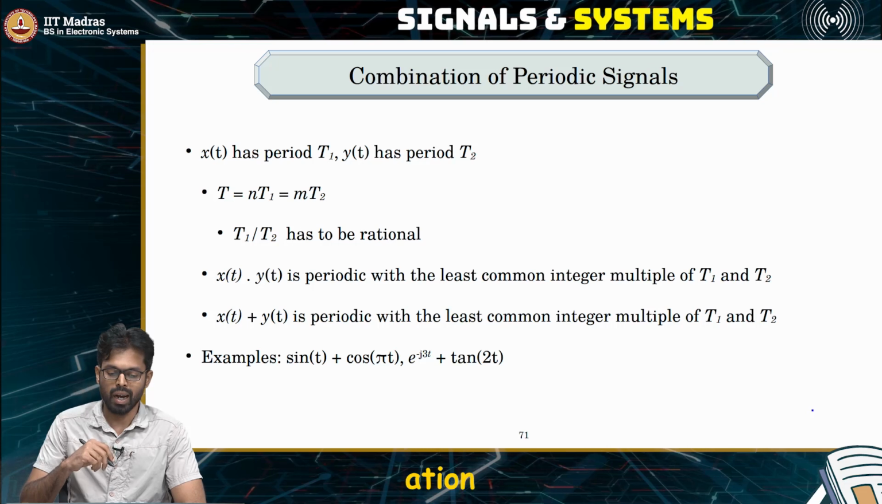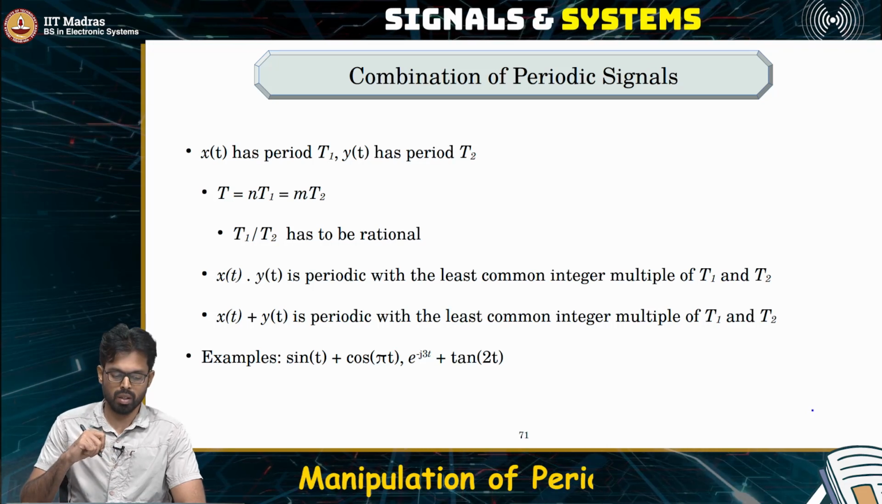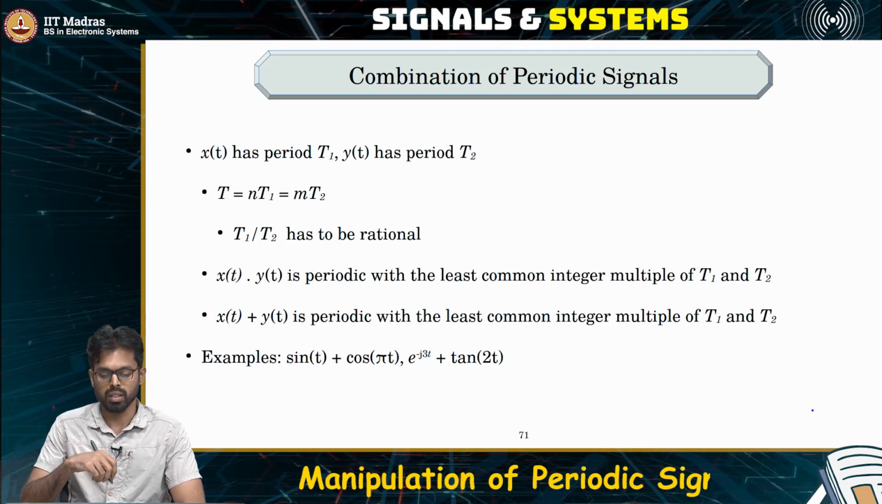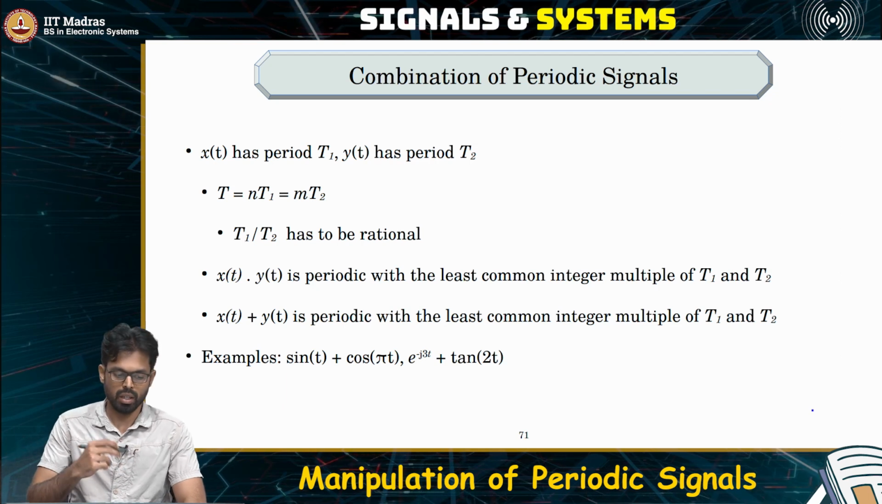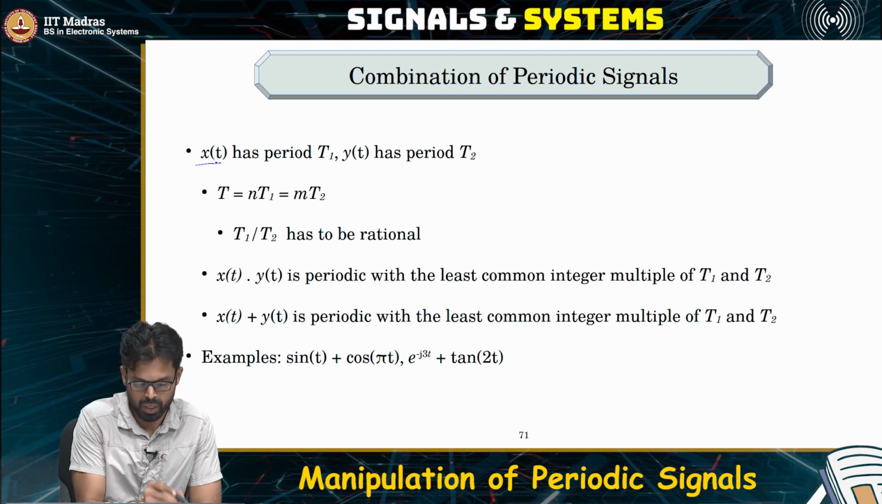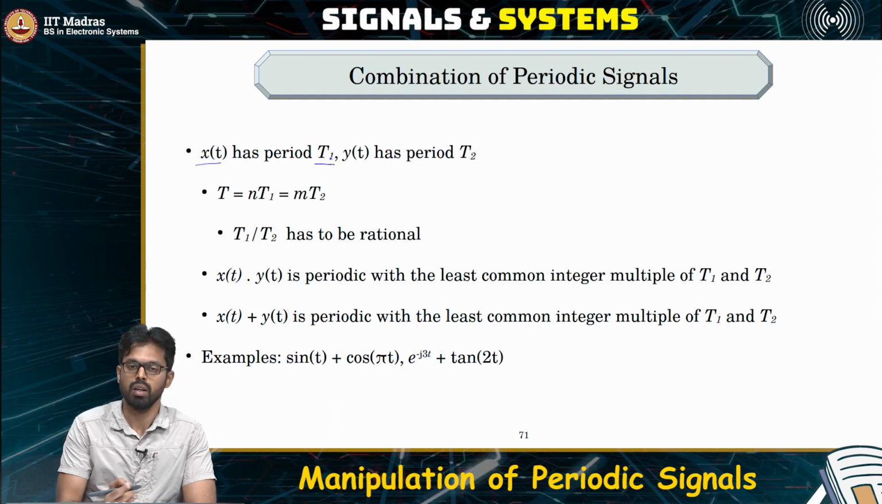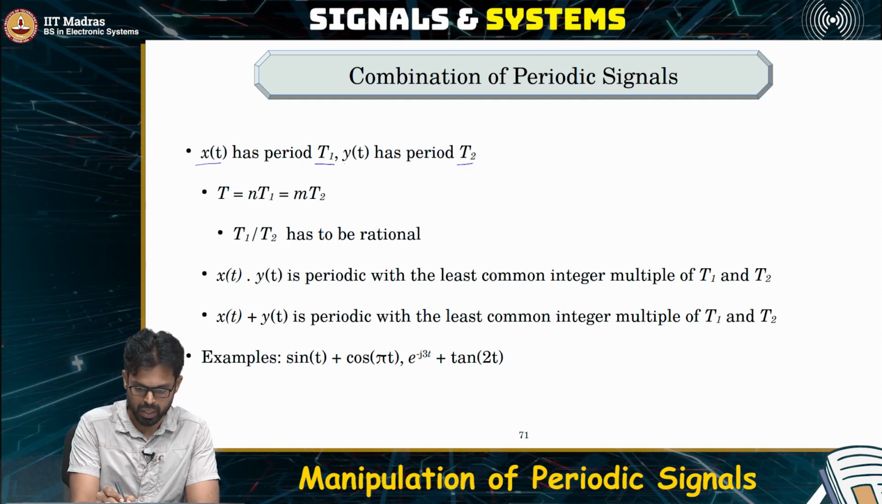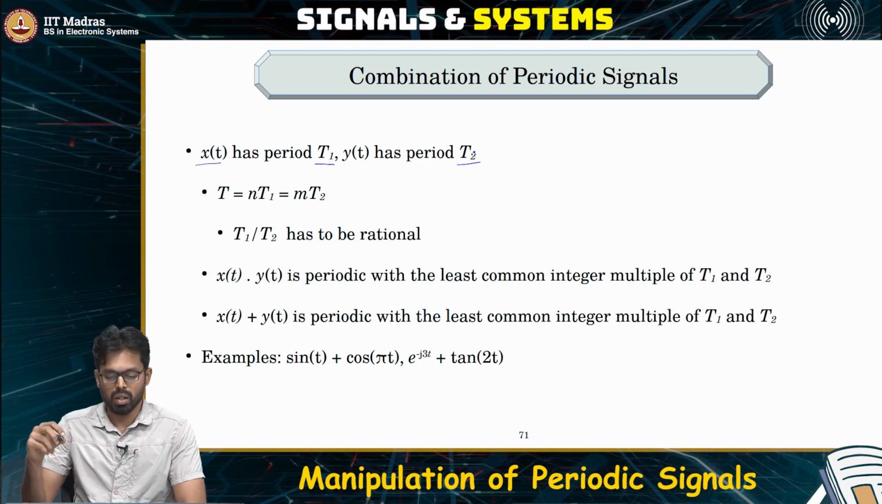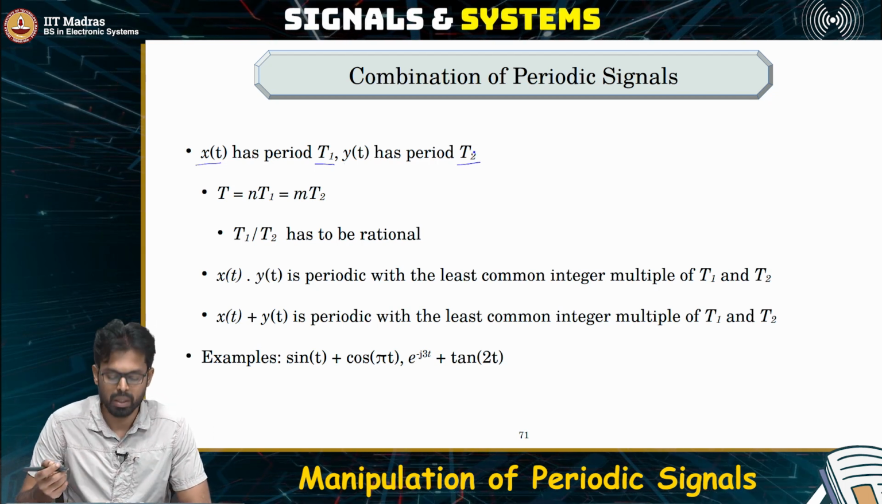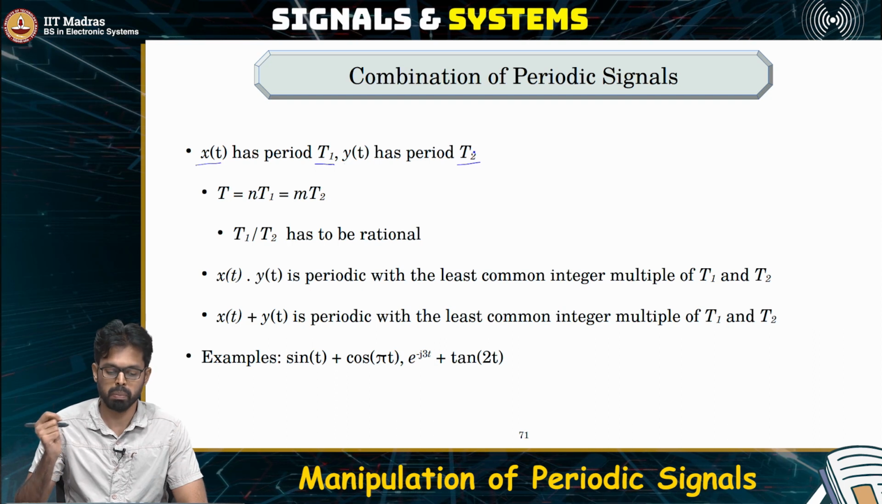Now what if we add two periodic signals, or what if we multiply two periodic signals? Will we still get a periodic signal? Let's see what happens. You take an x of t signal which has a period, let's say T1, and another signal y of t which has a period T2. Now if you add them together, would they be periodic?